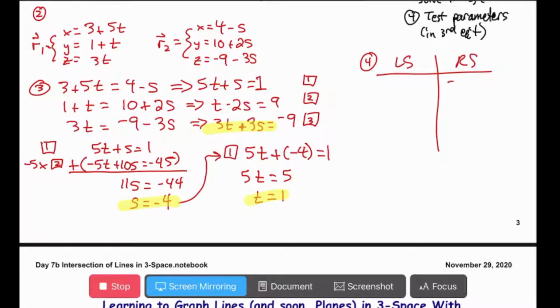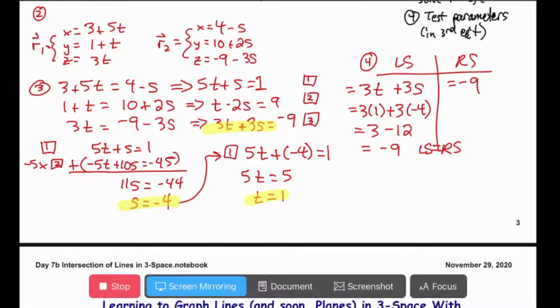Right side is equal to -9. Left side is equal to 3t plus 3s. Let's sub in our values. 3 times t is 1, plus 3 times s is -4. Gives us 3 minus 12, gives us -9, and left side equals right side. That means that our values satisfy these equations. That means that this point lies on each of these lines.